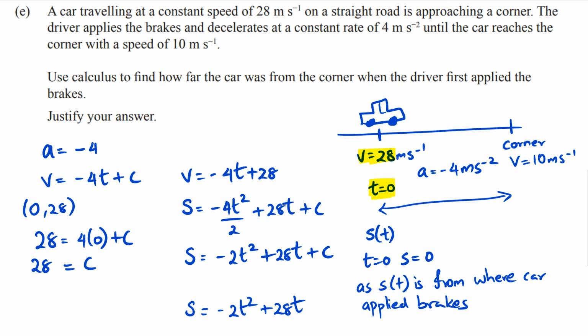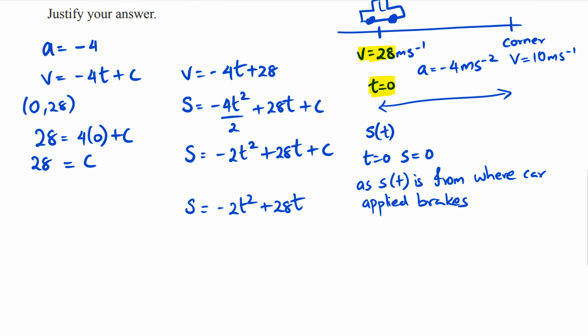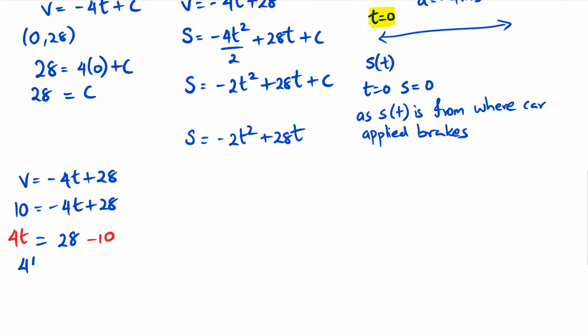But I need to know how long it took the car to actually reach 10 meters per second. So I've got to go back to my velocity equation, which is -4t plus 28. I'm going to put down 10 equals -4t plus 28. Rearranging, 4t equals 28 minus 10, so 4t is equal to 18, and t equals 18 over 4, or 4.5 seconds.